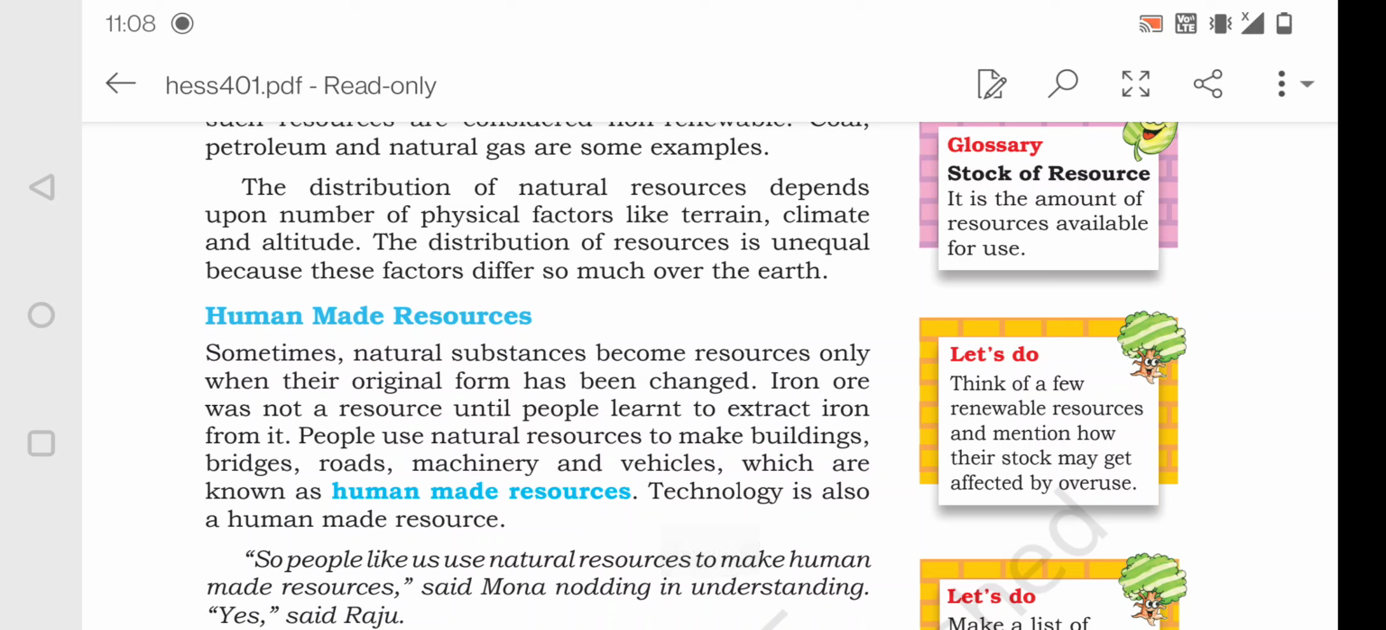Then we talk about human made resource. So it's very easy to understand, anything which is made by humans to fulfill our needs, that would be known as human made resource. Like it can be a pen, it can be a book, it can be a fan, AC, and many other things which you see around, and it is made by humans. Okay, so that is known as human made resource.